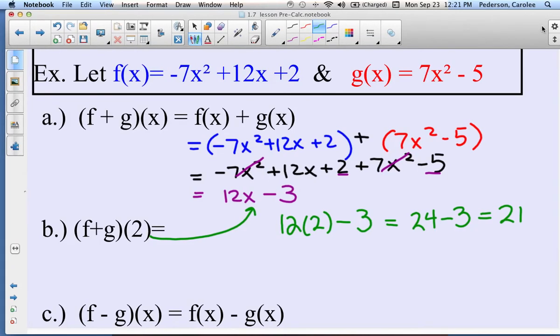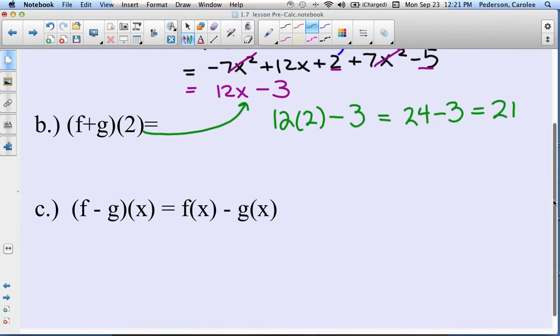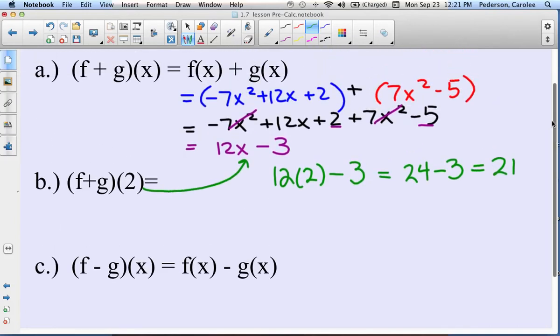Part C is to subtract the two functions. So we're going to take f of x minus g of x. So we're going to take this blue function and subtract it from its red. So here's our blue, and then we're going to subtract from our red.